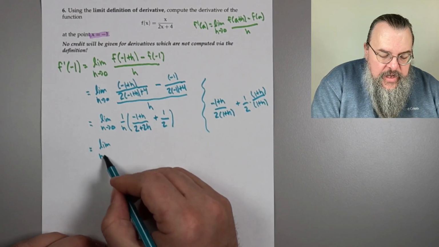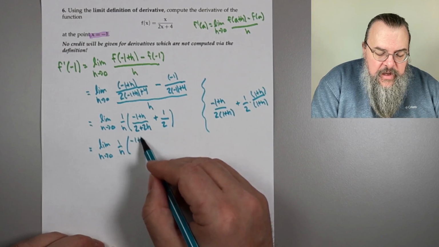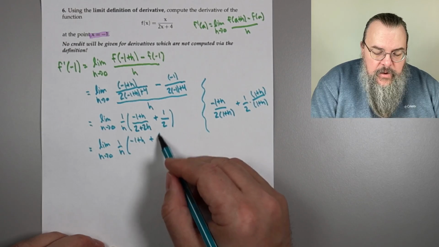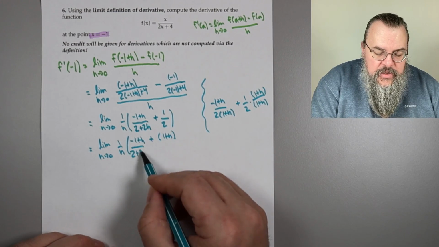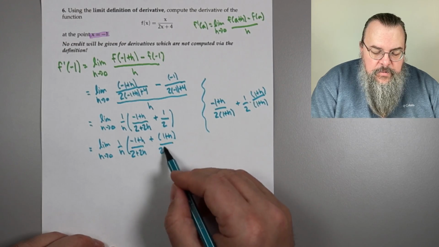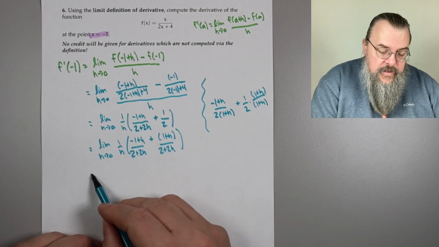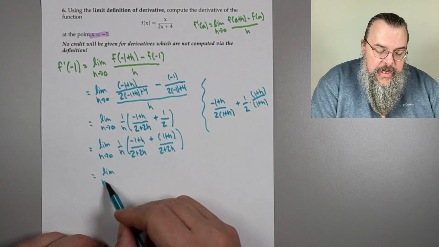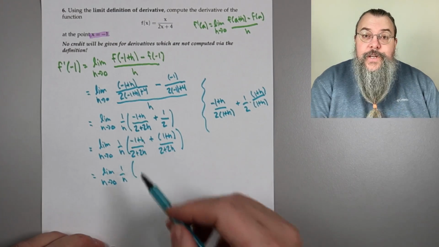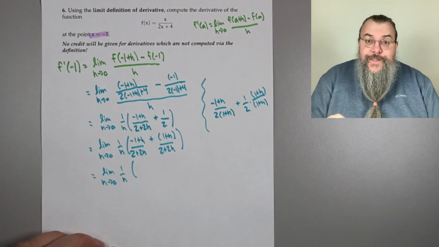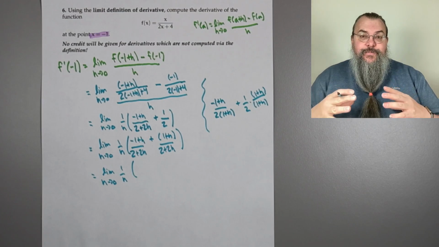Limit as h goes to 0, 1 over h, and then we have negative 1 plus h plus 1 plus h, and over 2 plus 2h. Here we have 2 plus 2h. Okay, well, add. Since the denominators are the same, we can now add numerators. 1 over h, the negative 1 plus 1 cancels. Coincidence? No.